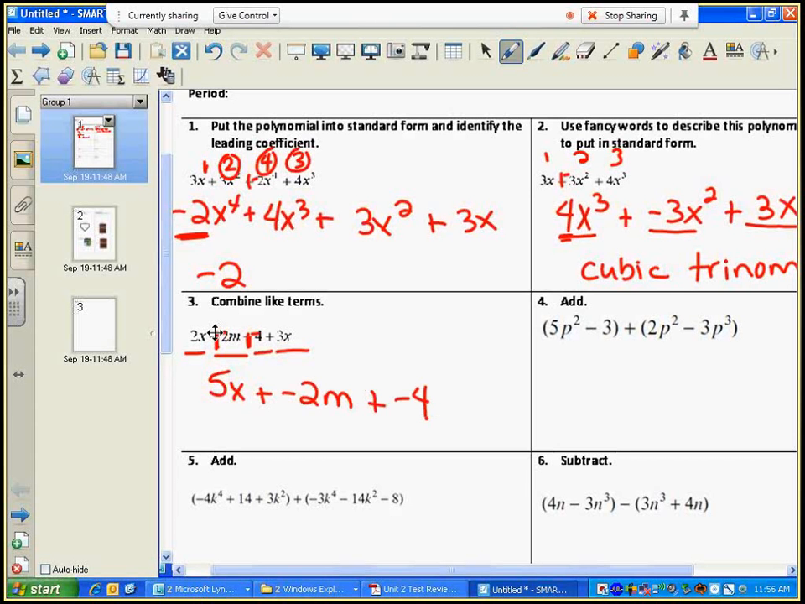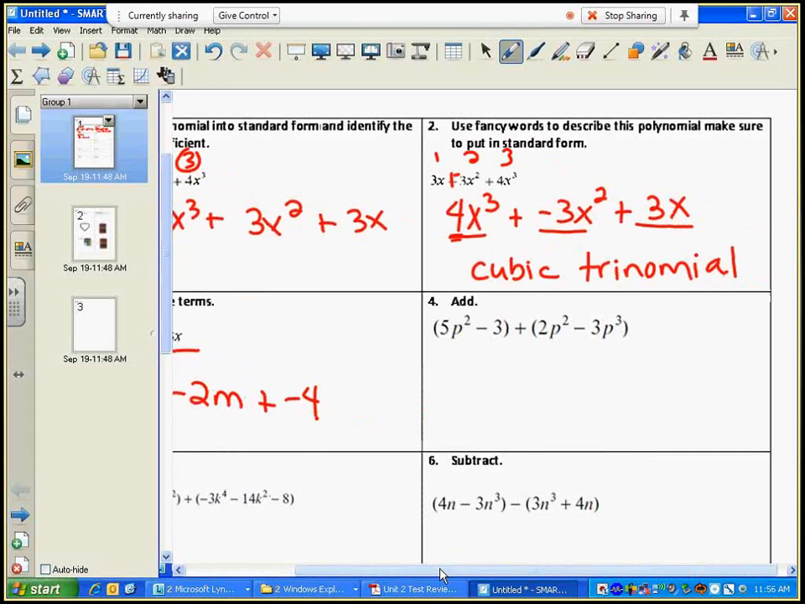Number 4 says to add these two polynomials. And when adding, it's great because you'll notice there's actually a 1 in front of the parentheses. If you want to distribute that, you could, and you end up with exactly what you started with inside. So I just drop those parentheses. Shortcut there. So I end up with 5p squared plus negative 3 plus 2p squared plus negative 3p cubed.